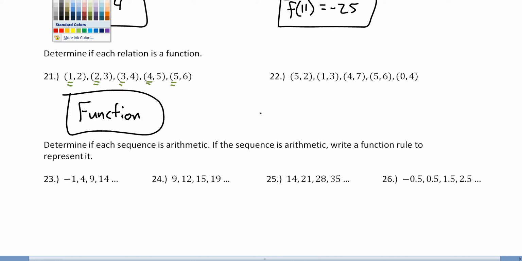The next one, as I start looking for repeated x values, I see a 5 here and I see a 5 here. And when we look at that, you notice that the first 5 gets a y value of 2, the second 5 gets a y value of 6. Because that one x value has two different y values, this one is not a function.